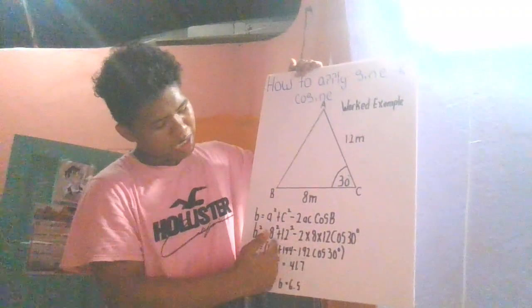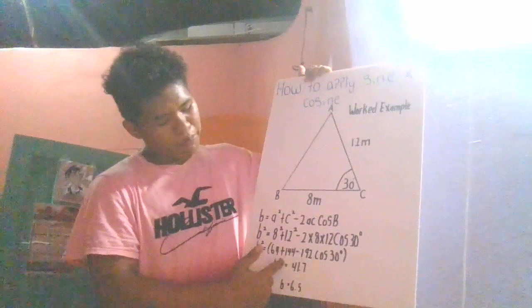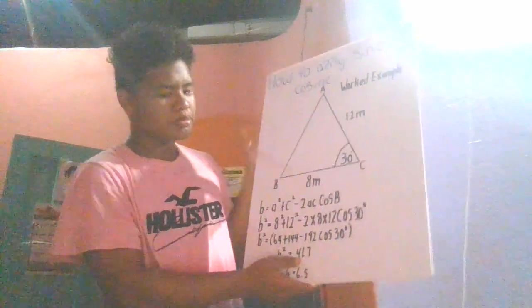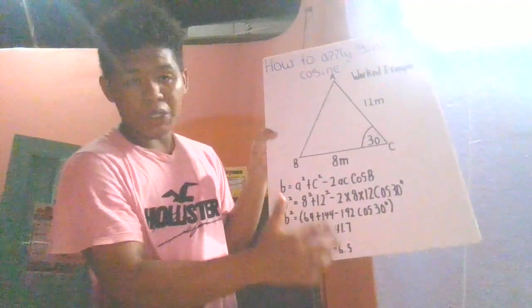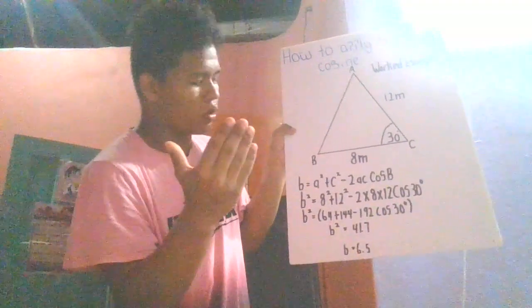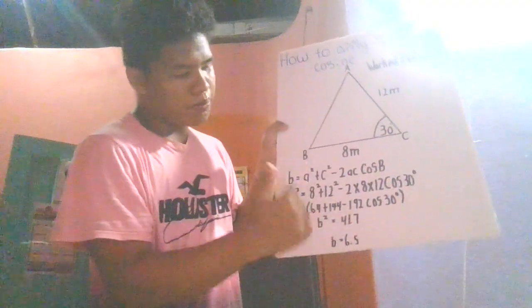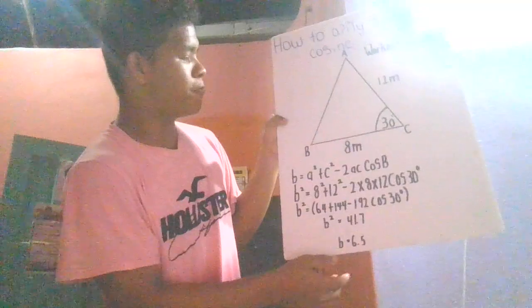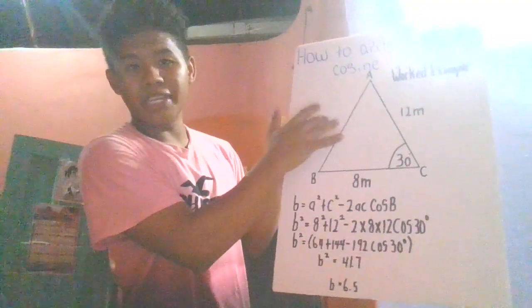So from the calculations you have here, you are supposed to have b squared equals 208 minus 41.7. And in maths, we have to square root b squared to have b by itself. So in a situation like this, if you do it on the left side, you also have to do it on the right side. So the answer for b would equal 6.5. That would be the completion of the cosine rule.